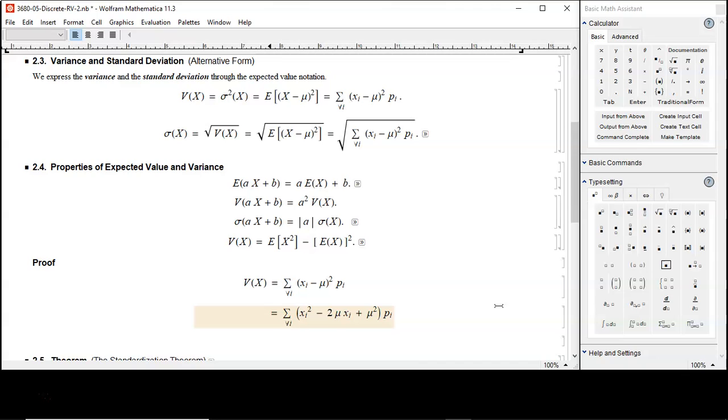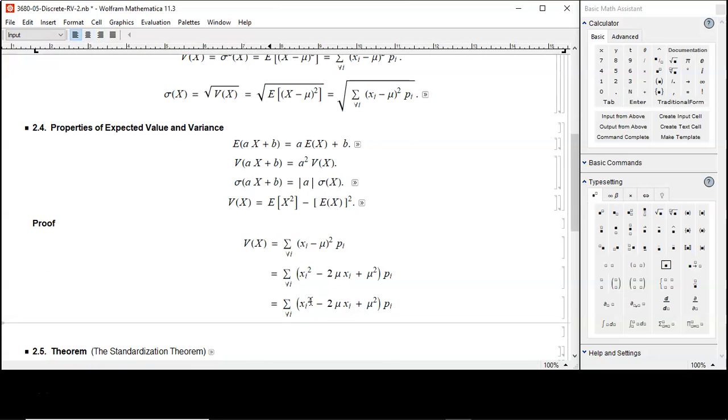And then let's distribute pi's in there. So this one times pi, that times pi, and that times pi, and I don't need this one anymore. And let's align.